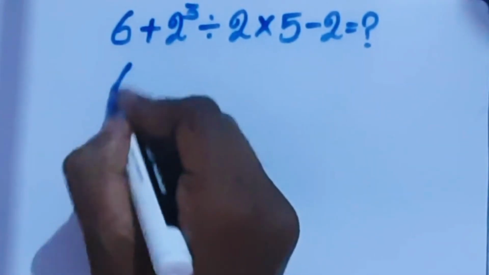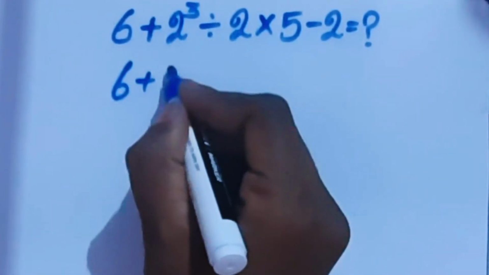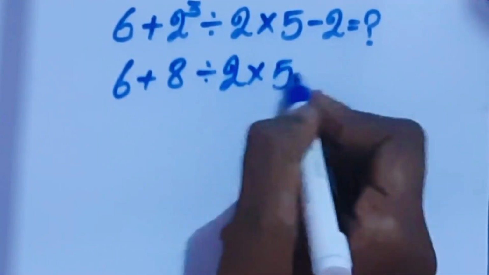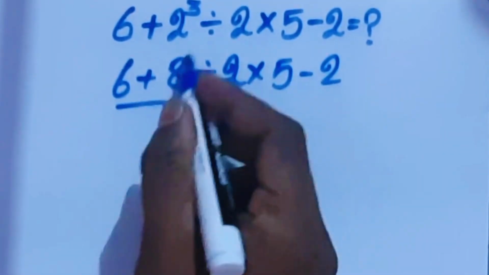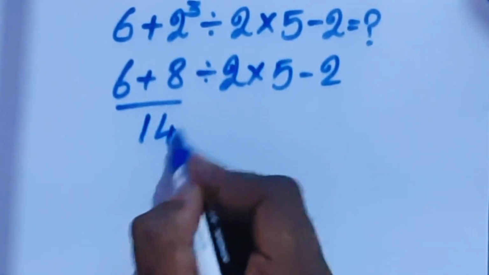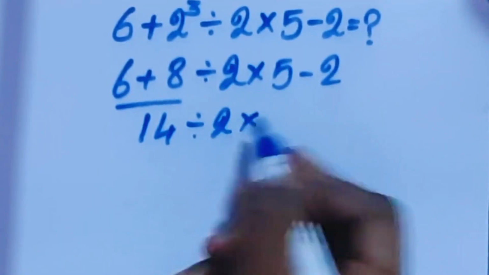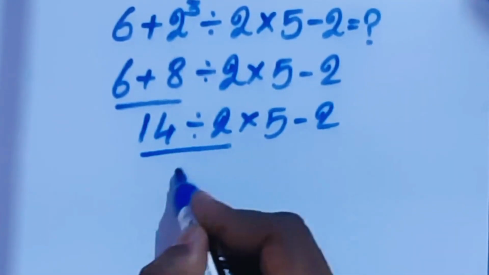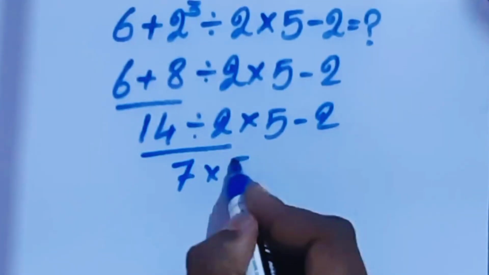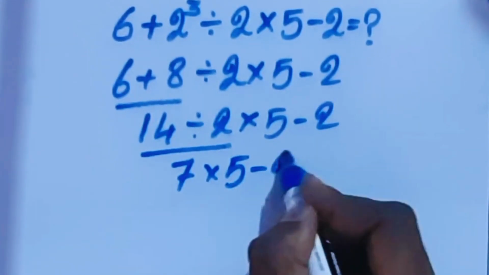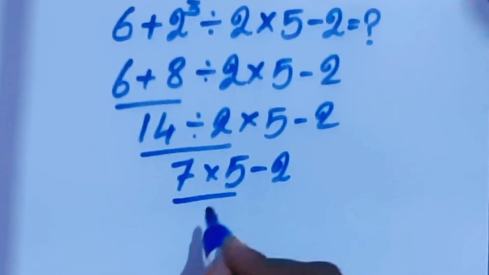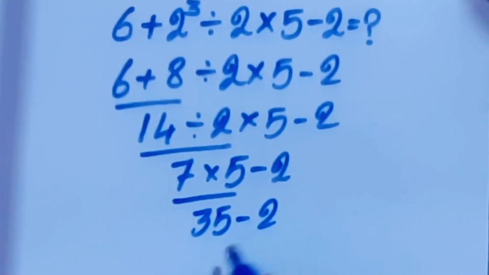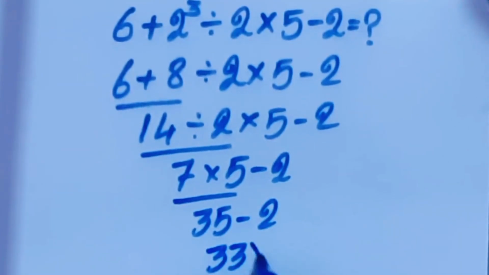Okay, here 6 plus 2 power 3 is 8, divided by 2 times 5 minus 2. Here 6 plus 8 is 14, divided by 2 times 5 minus 2. Here 14 divided by 2 is 7, times 5 minus 2. Here 7 times 5 is 35, minus 2. Here 35 minus 2 is 33, which is the wrong answer.